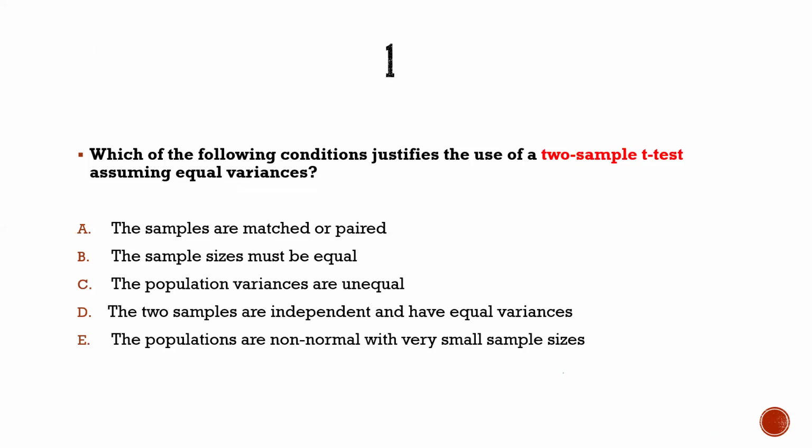The first MCQ is: which of the following conditions justify the use of a two sample t-test assuming equal variances? A, the samples are matched or paired. B, sample size must be equal. C, the population variances are unequal. D, the two samples are independent and have equal variances. And E, the populations are non-normal with very small sample size.